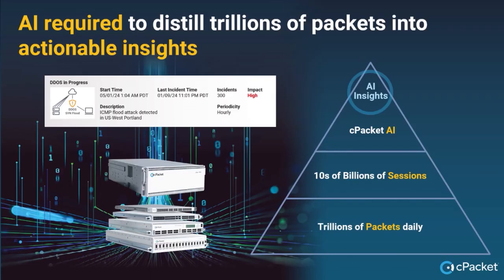And in this example, we have a DDoS attack that's in progress, and you can see we have a start time, a last incident time, an impact score, and also the periodicity of this type of incident. So that's just one example of the many insights that we're able to generate with cPacket AI. And again, it's distilling trillions of packets down to 5, 6, 7 actionable insights per day for NetOps and SecOps users.